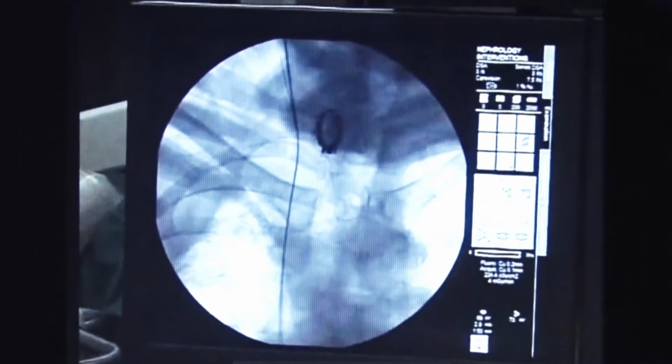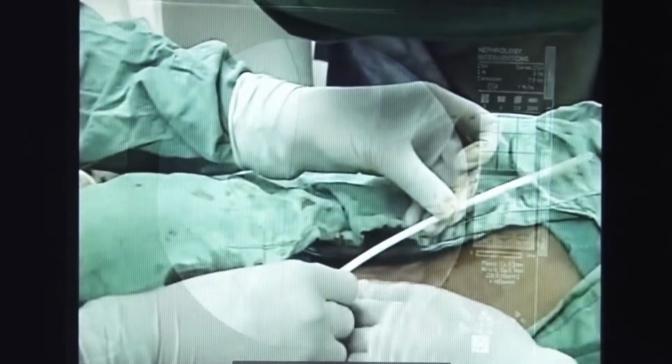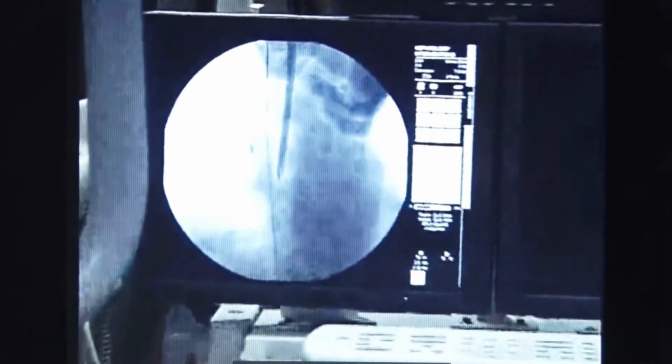As a principle, we always secure the wire into the IVC. Here you can see the wire is in the IVC.